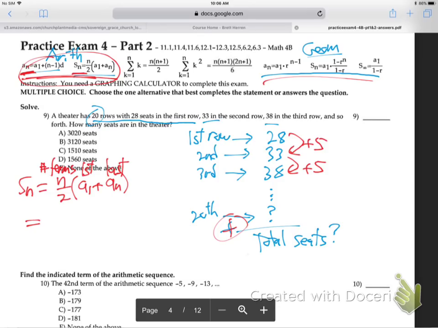So what are the number of terms? How many terms here? 20. They told me 20 rows. There's 20 terms, aren't there? What's the first term? What's A1? 28. What's the last term?